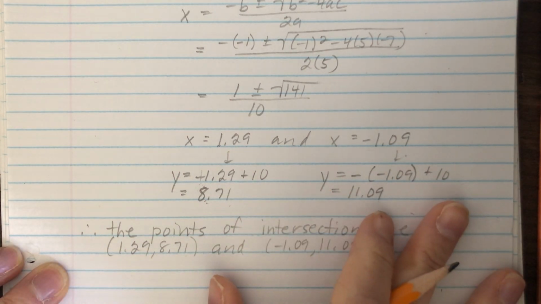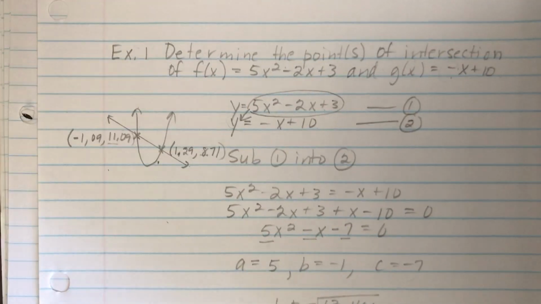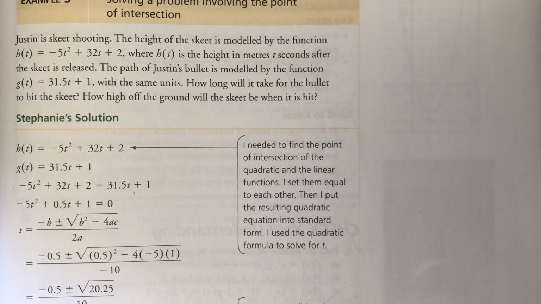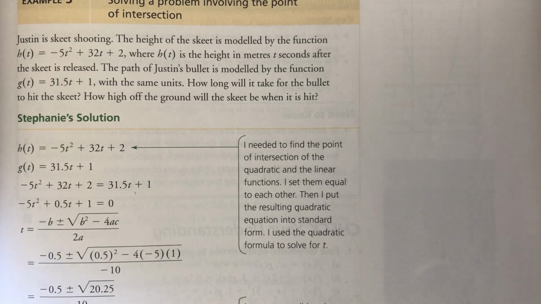Okay, let's look at a word problem. The word problem that we're going to do is on page 197. It says, Justin is skeet shooting. So a skeet is a disc that you launch into the air, and then someone takes a rifle and aims the rifle at the disc for target practice.